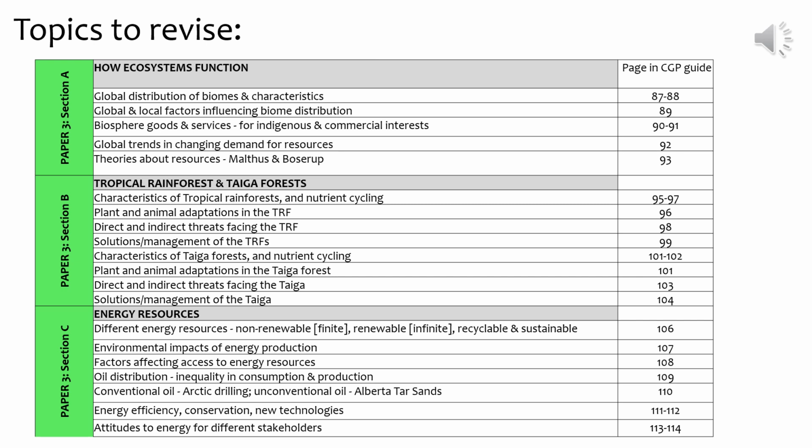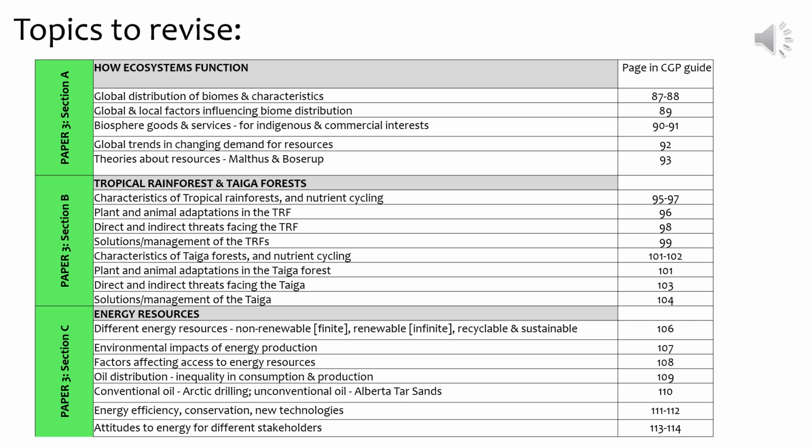You need to know some plant and animal adaptations in the tropical rainforest. Direct threats means things that people do that they know it's actively going to have an impact, like deforestation is a direct threat. An indirect threat, for example, is something like climate change. It's something that happens because of the deforestation. Solutions and management, so ways in which they're using ecotourism, for example, to manage deforestation.